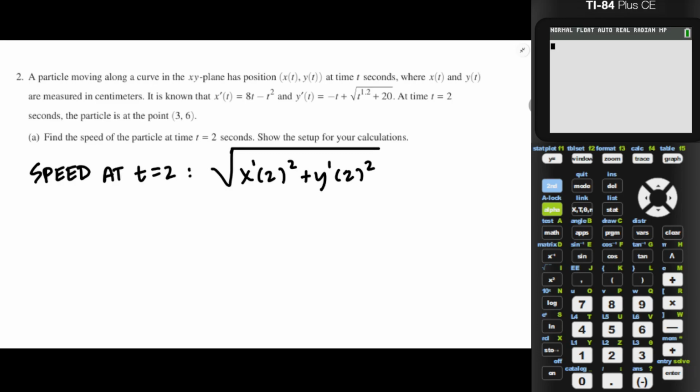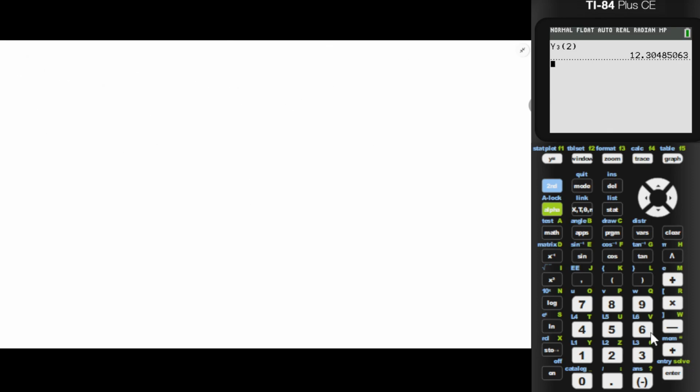If I want speed at t equals 2 and I programmed speed to be in y3, I'm going to call for, I don't know, graphed. Okay, if it's graphing and I don't want it to graph, I turn it off, quit back to the main menu, calling for y3. I'm going to plug in t equals 2, and I'm going to get 12.305, or you could call that 12.304. Okay, and that's going to be the speed of the particle at time t equals 2.